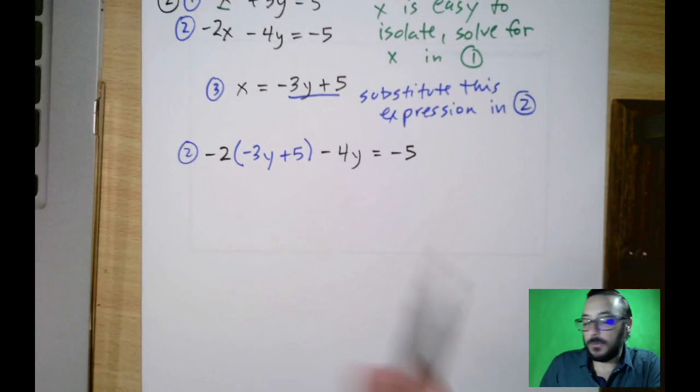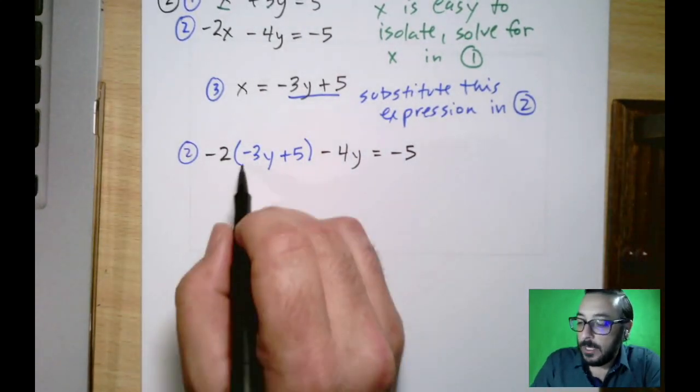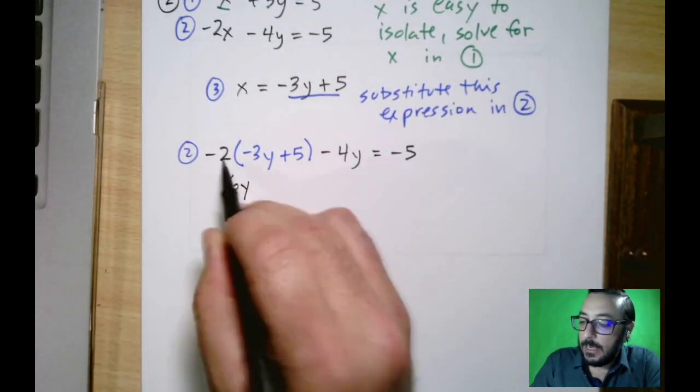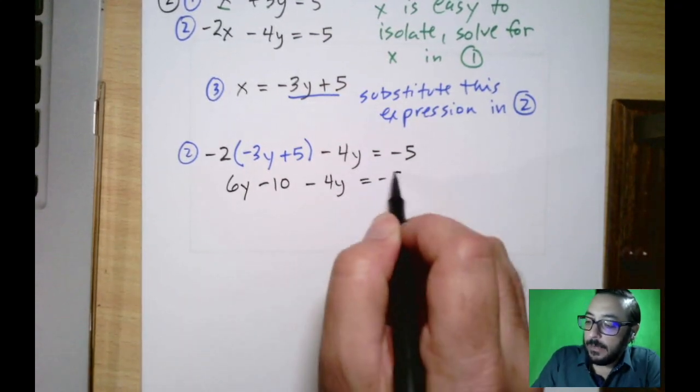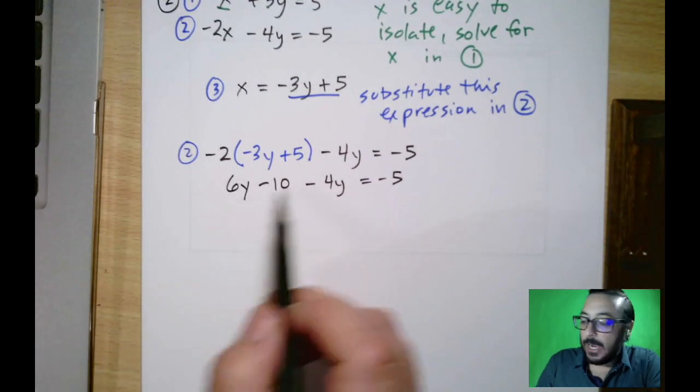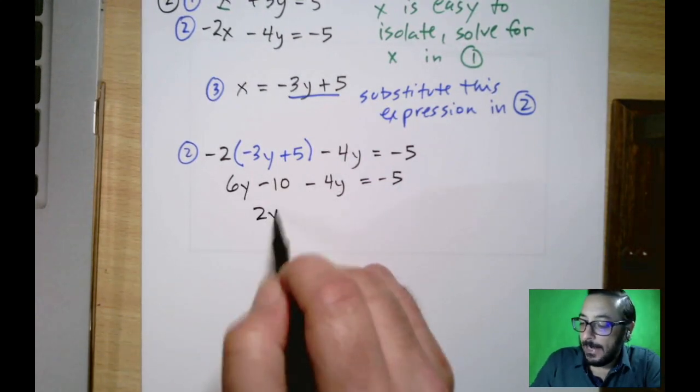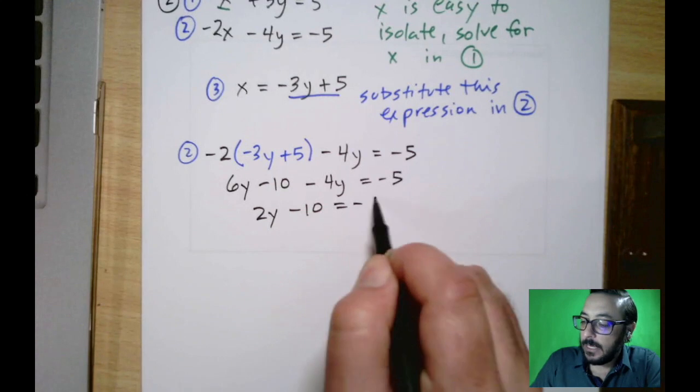Alright, so we're going to simplify and solve for y in this equation. It's going to be positive 6y minus 10 minus 4y equals negative 5. 6y minus 4y, that's 2y minus 10 equals negative 5.